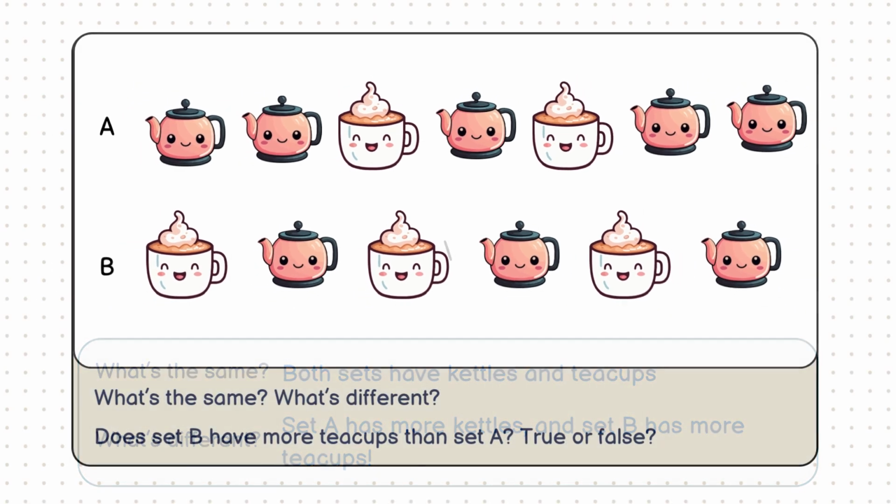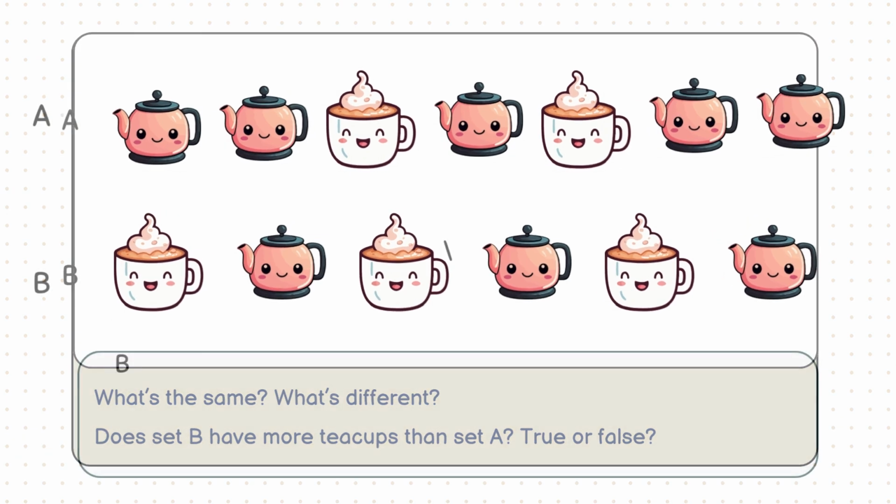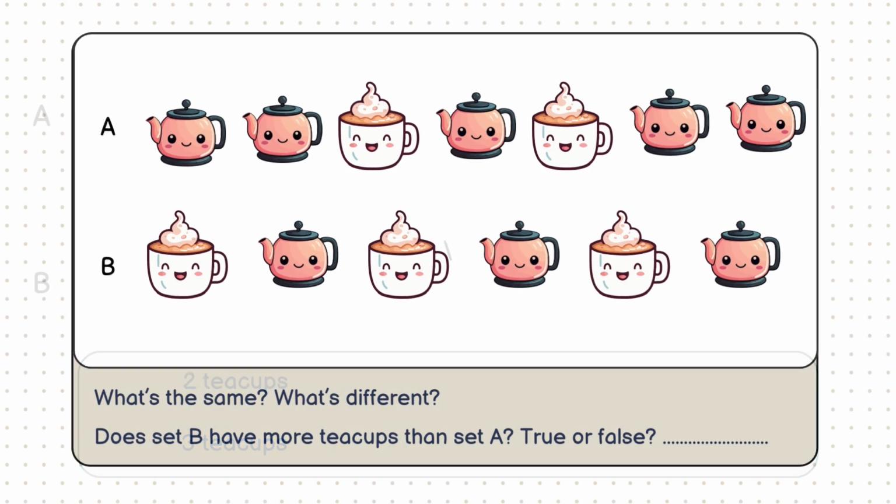Now, for the next question, does set B have more teacups than set A? Let's count. Set A has 2 teacups, while set B has 3 teacups. So, is it true that set B has more teacups? Yes, it's true. Set B has more teacups because 3 is greater than 2. Great job.